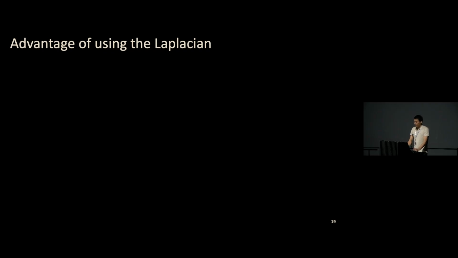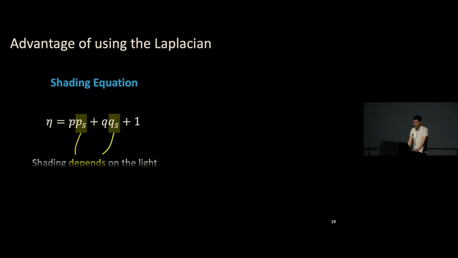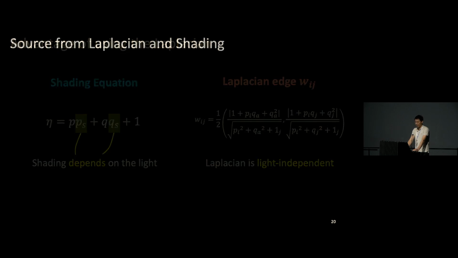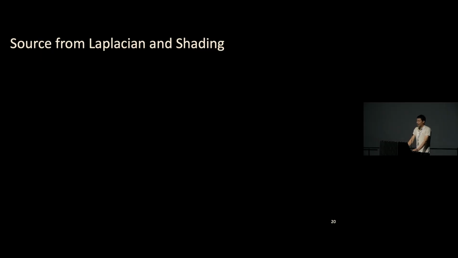One advantage of the Laplacian is that it is light independent. As the shading equation has a source term, shading is dependent on the light. On the other hand, our equation for the Laplacian does not have a source term, since the Laplacian is an intrinsic property. This implies that if we somehow estimate the source from the Laplacian, we don't need the light assumption. So this motivates us to estimate the lighting from the Laplacian and shading.